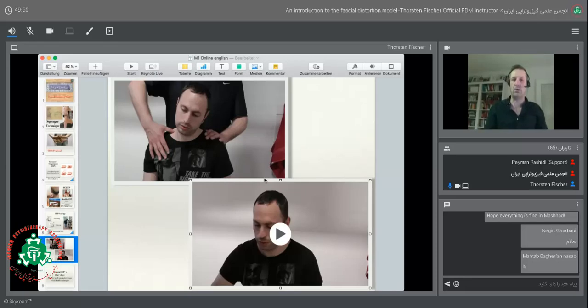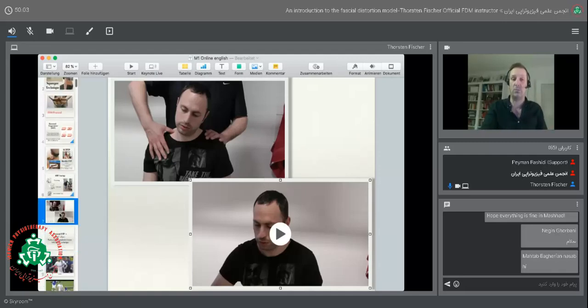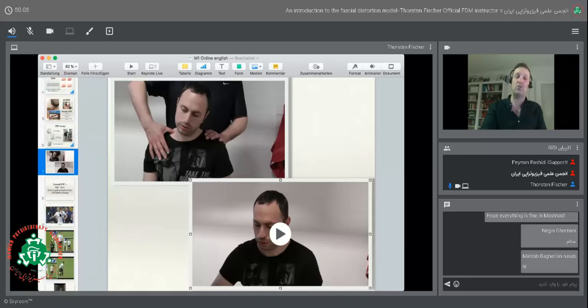This is very important. Don't always follow your own logic. Communicate with the patient. This is very important for successful FDN treatment. And you will see the patient will be really happy that you integrate him or her into the treatment.